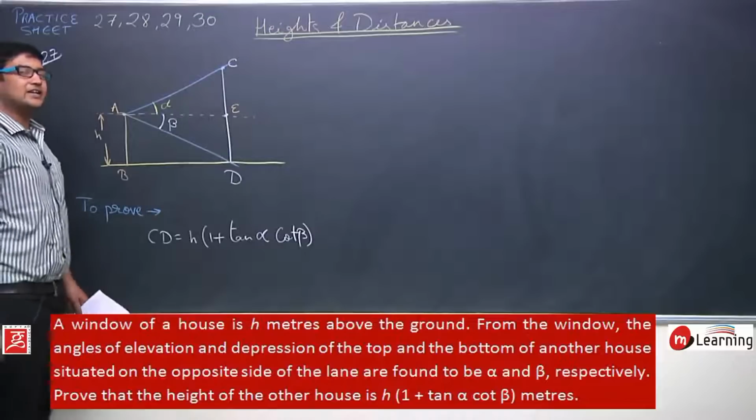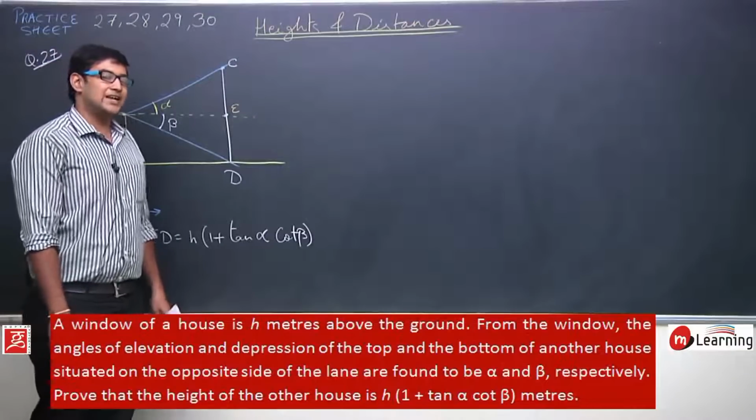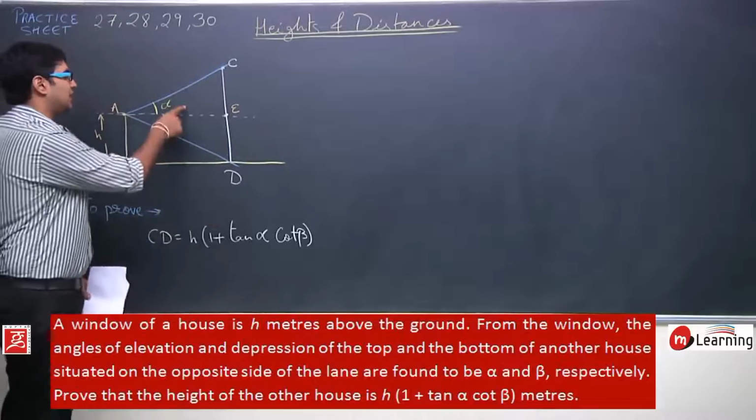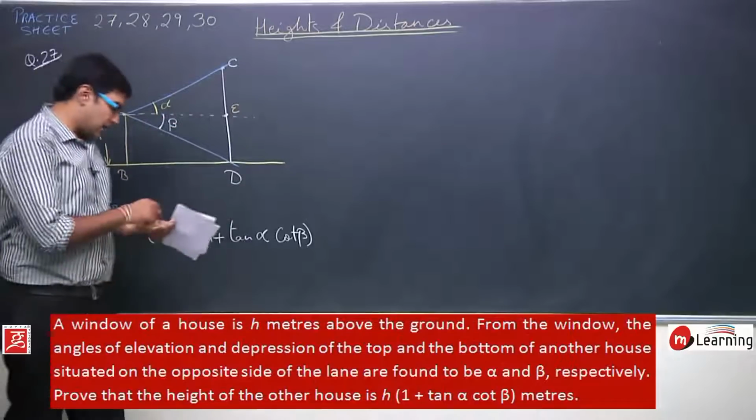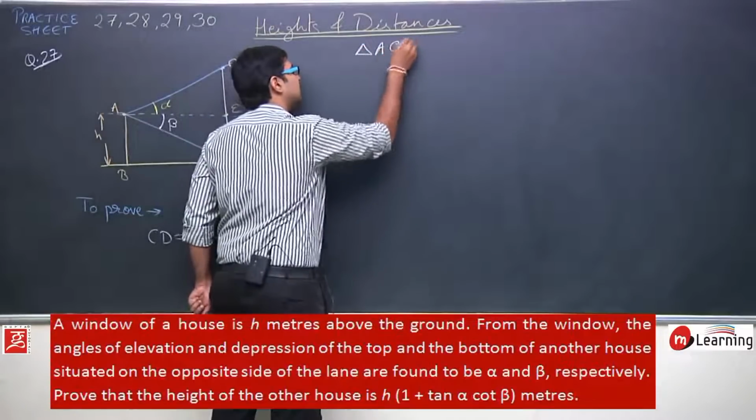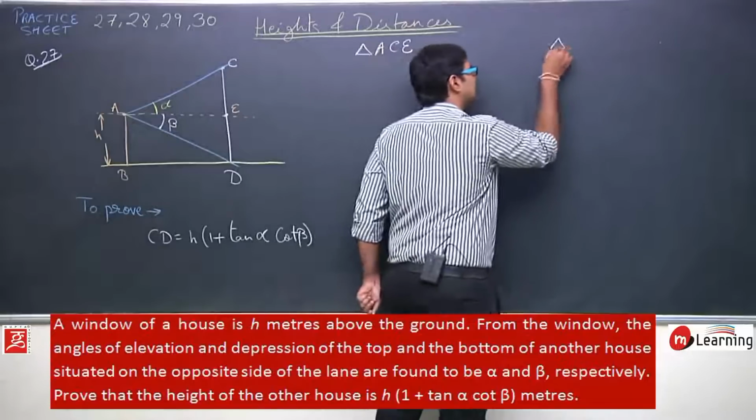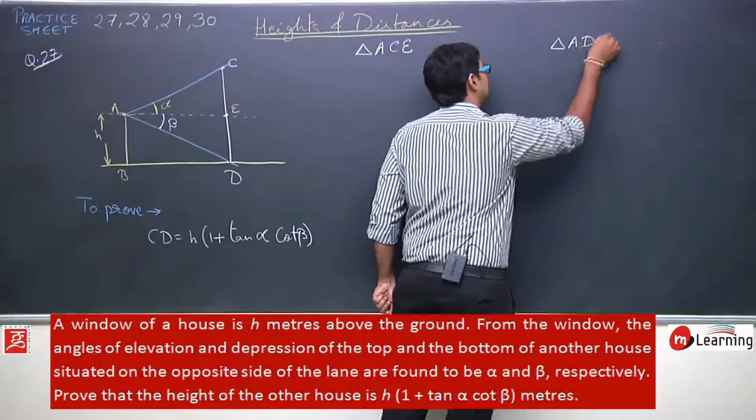Now what are the triangles that you can observe in this particular diagram? I can see there are two right angled triangles which contain angle alpha and angle beta. The first triangle is triangle ACE, and the second triangle is triangle ADE.